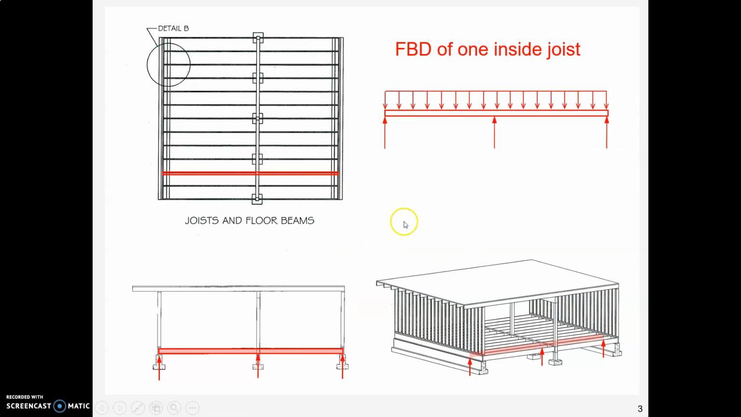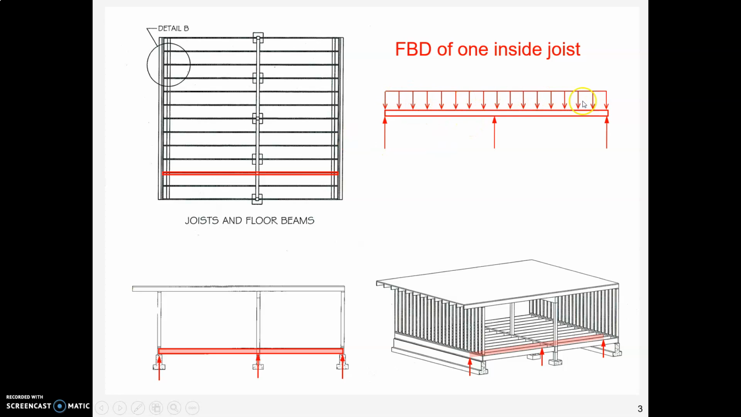Here is a joist. So we're looking down at the floor. There's a joist. And I call this an inside joist just because almost all of these joists carry a 2-foot wide tributary width. The ones on the outside, of course, carry half as much. So we're just going to look at our typical joist somewhere in the middle. And here's what it looks like.